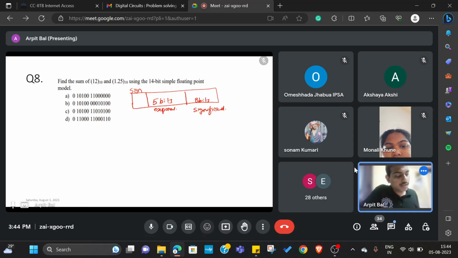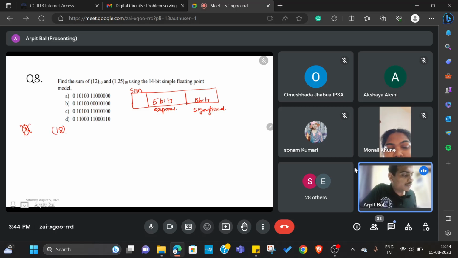Like we saw in the single precision floating point representation of IEEE, where we had an implied one, which means only what comes after that one is taken as the significand. But in the case of simple floating point, we don't have this implied one. Okay, so let us start representing both the numbers.